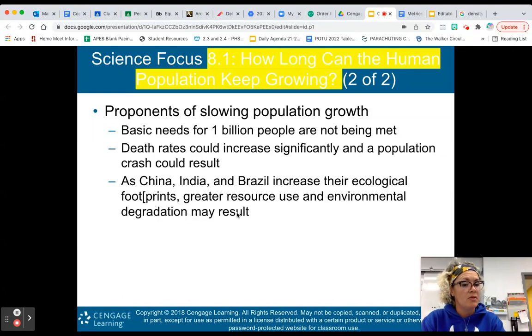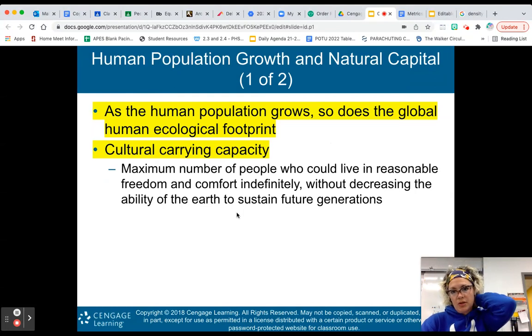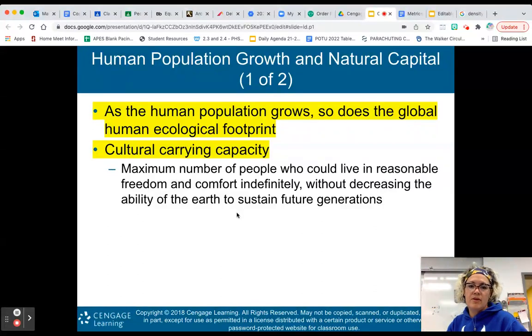And we're seeing that. We're seeing that with the loss of forests and climax communities. It's just not the same to replace a forest with a monoculture palm oil plantation. Human population grows, and as it grows, so does the human ecological footprint. There is such a thing as this cultural carrying capacity, this idea of the maximum number of people who could actually live in responsible freedom, what we refer to as quality of life, right? And that we need to institute some kind of limit, but it's really hard to regulate.